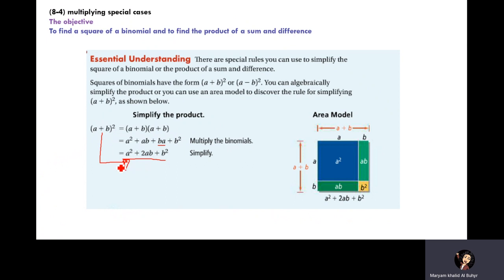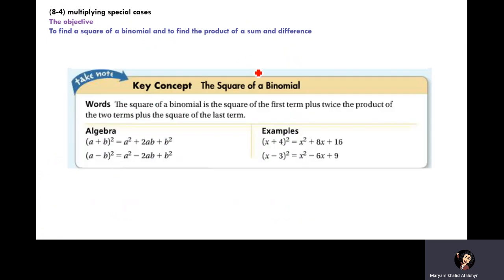How can we do that? Let's move. Our key concept tells us if we have (a plus b) to the power 2, that means you will take the first number squared, the last number squared, plus 2 times the first term times the second term. So that's the idea. Same thing if you have minus.